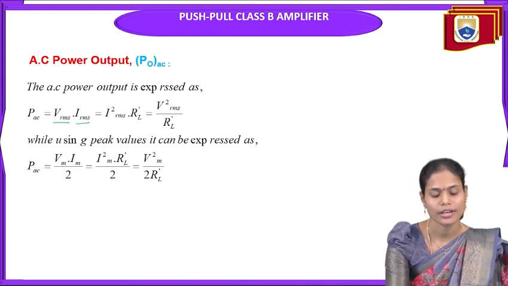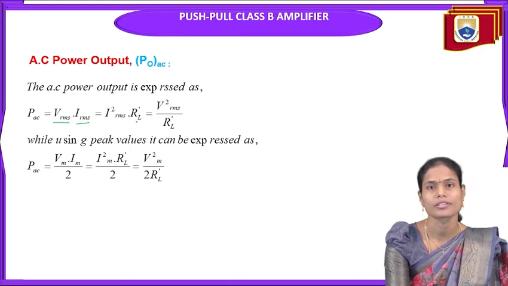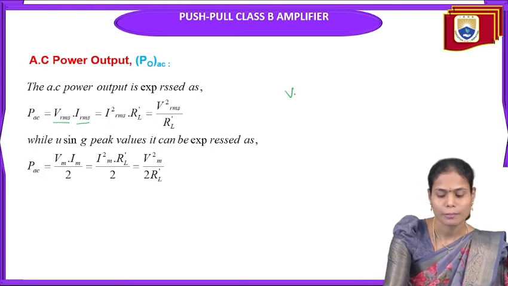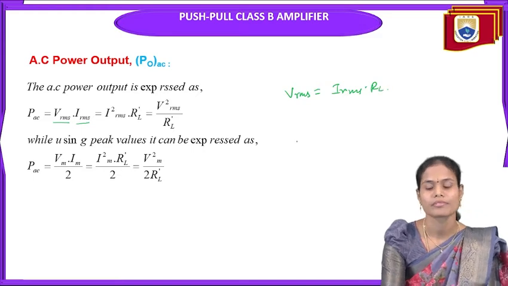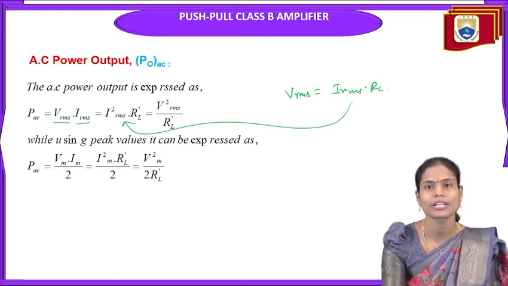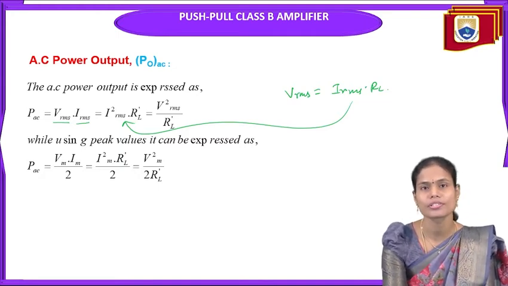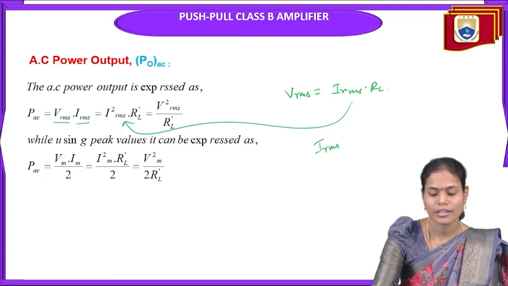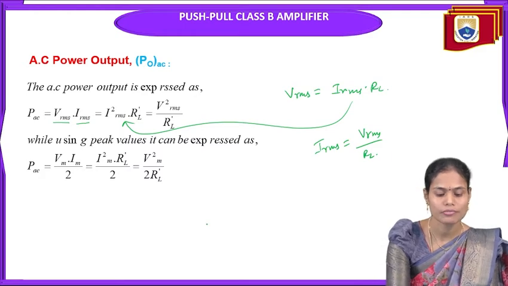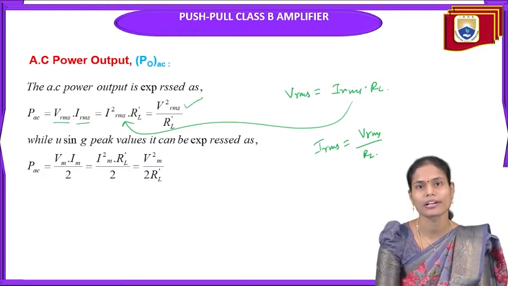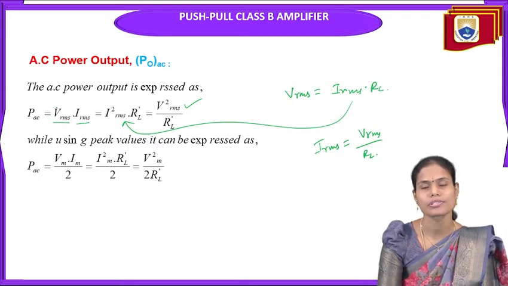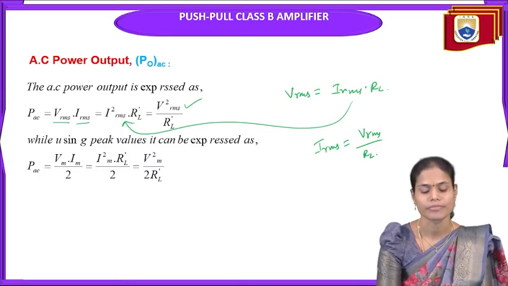And we can also write it as IRMS square into RL dash. That is nothing but we are writing in terms of IR. So VRMS is equal to IRMS into RL. If we substitute here, we will get I square RMS into RL dash. And if you want to write in terms of voltages, we have to take the IRMS value, that is VRMS by RL. So in that case, we will get VRMS square by RL dash. Why? Because already one VRMS is present in the equation.